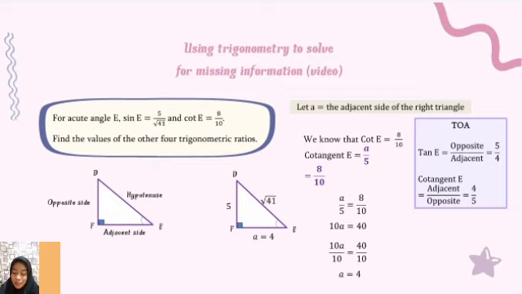We cross multiply, and we have 10A equals 40. And we divide both sides by 10, and the value of A equals 4.